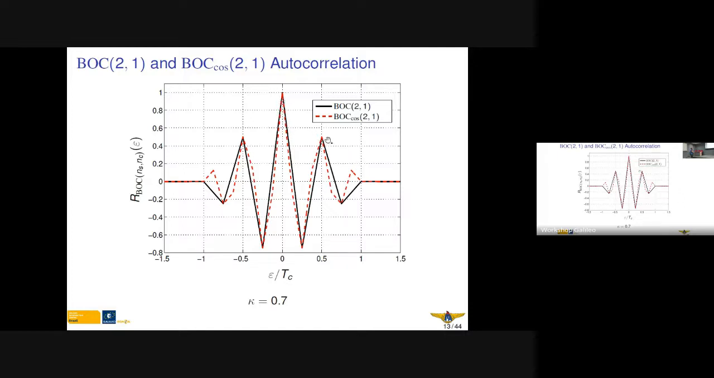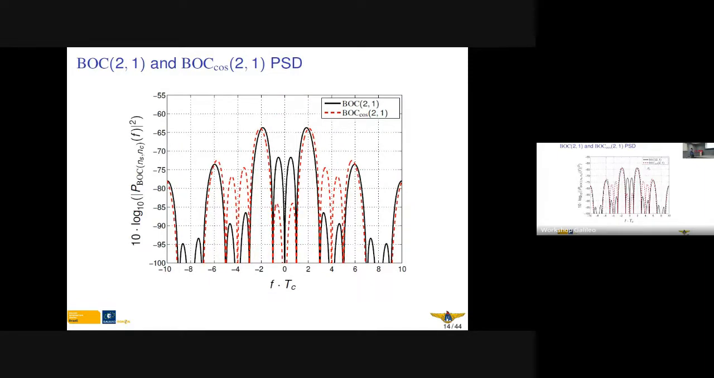We can again see that the peak of the autocorrelation function is sharper. The peak is sharper for the cosine phased signal than for the sine phased signal. And if we look at the power spectral density, we can clearly see this now, that the sine phased signal has more power between the two main lobes that are formed by the split spectrum signal. And the cosine phased signal has more power outside of these main lobes and less power between the two lobes.